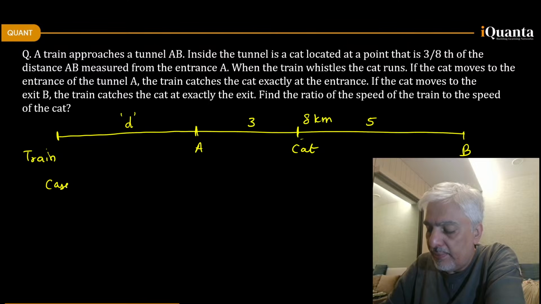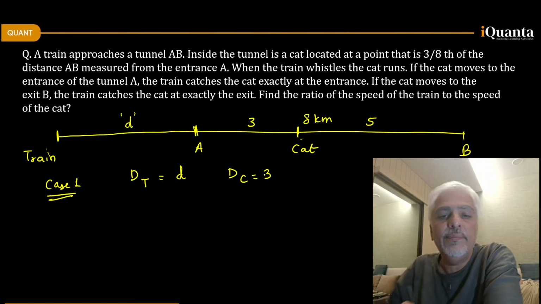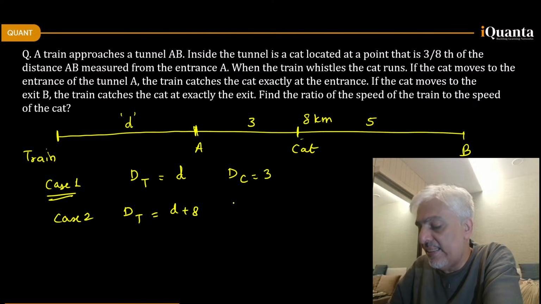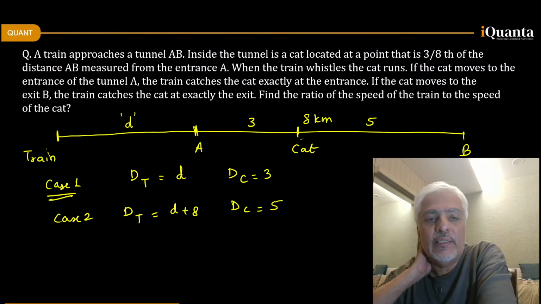Case 1. What distance does the train cover? Train is going from here to here. When the train covers D, the cat covers 3. Case 2. The train covers full D plus 8. But in that case, the cat covers 5. So this is what is given to us.